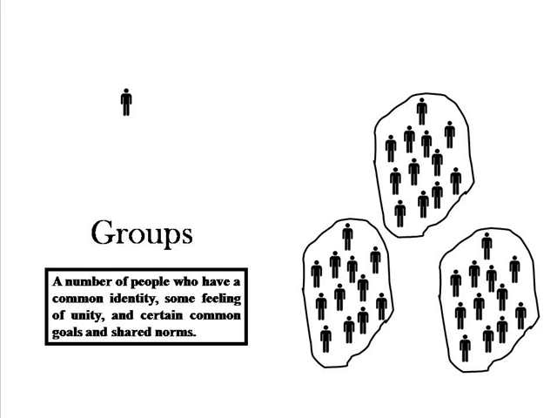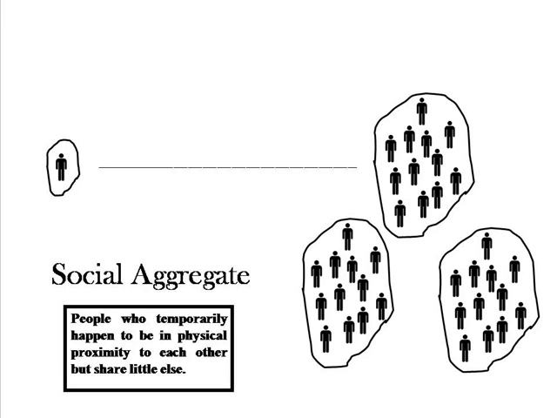A group is a number of people who have a common identity, a feeling of unity, and certain common goals and shared expectations. That's the definition of a group. We have official social members, members of a group. We have families, which is the most important group. We have so many other kinds of groups out there, right? And then, of course, we have the social aggregate, and this deals more with strangers.